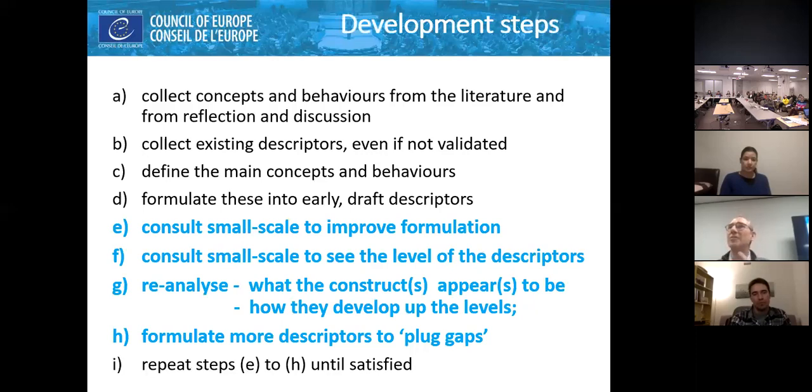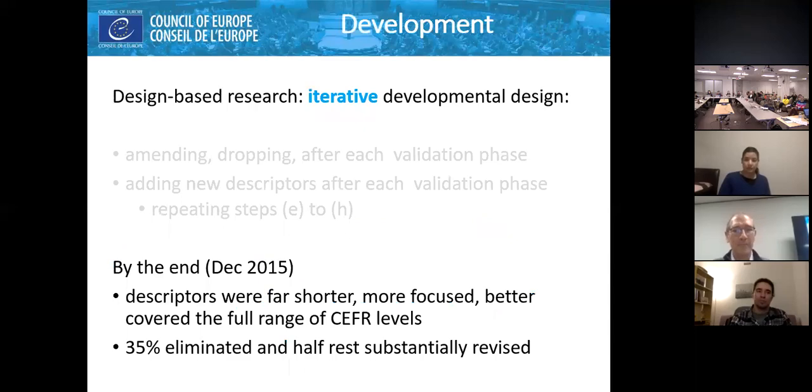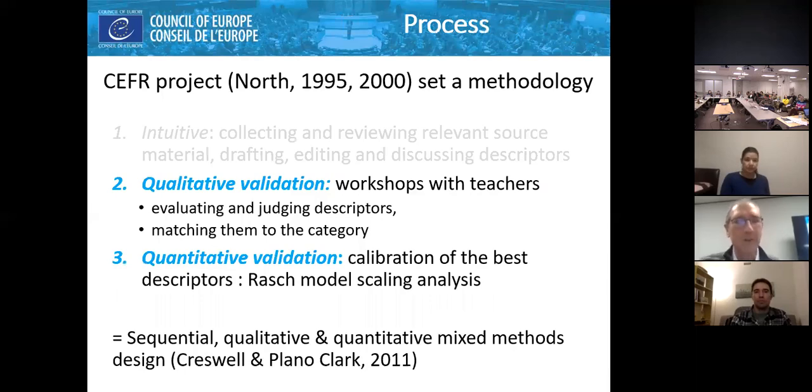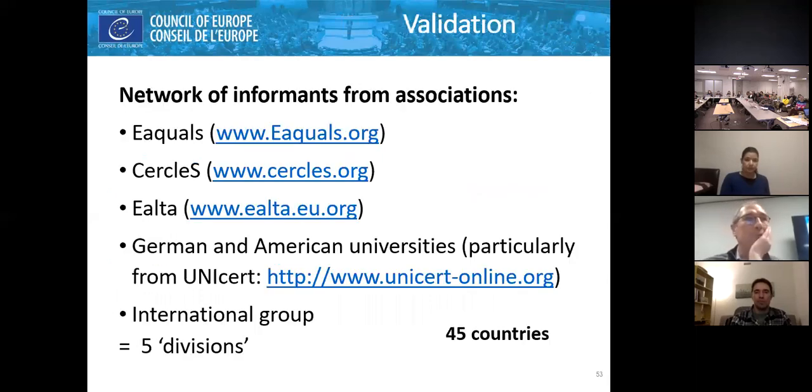Because you can convince yourself if you're working on this kind of stuff, you find it very hard to separate yourself from the stuff you're working on. You need to have input from other people who have never seen it before. So anyway, by the end of a year, we had descriptors which are much shorter, much better focused, and 35% of them had got eliminated, and half the rest were substantially revised.